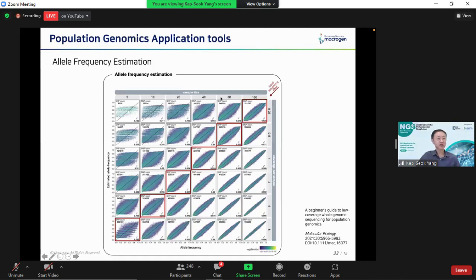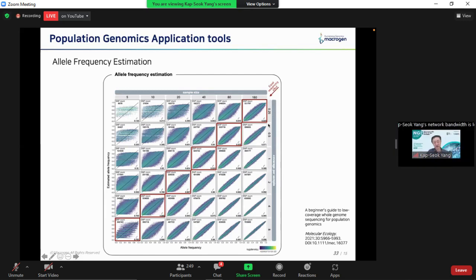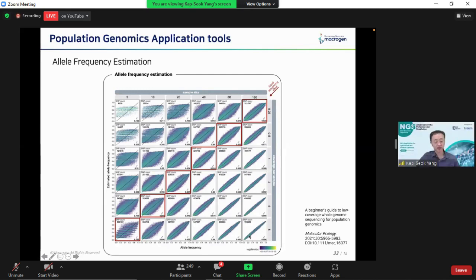So these are allele frequency estimations. On the x-axis, these are the number of samples. On the y-axis, these are the depths from 0.25 to 8. And as you can see, with higher depths and more samples, you will get a much better, exact allele frequency estimation with a lot more definable alleles.